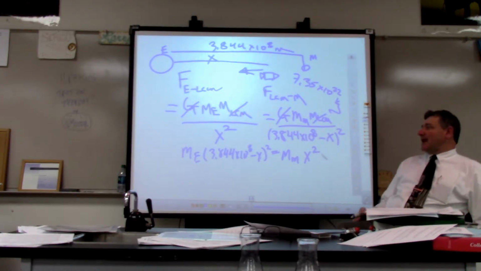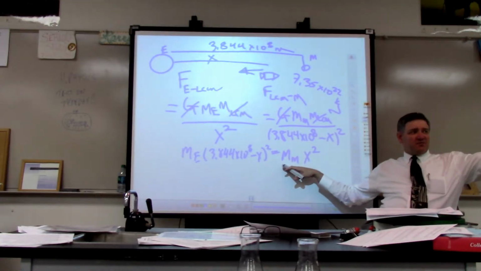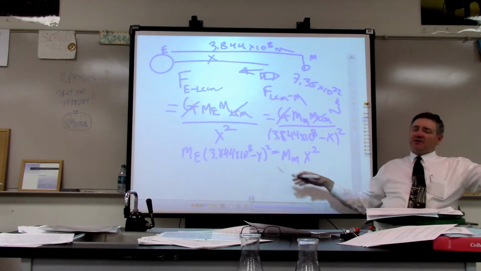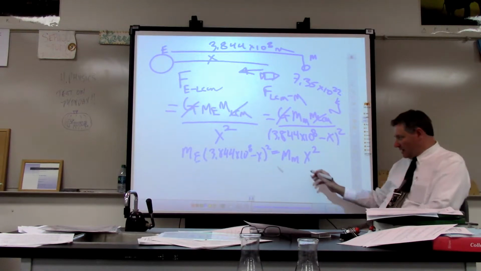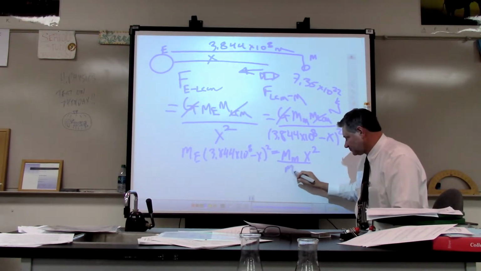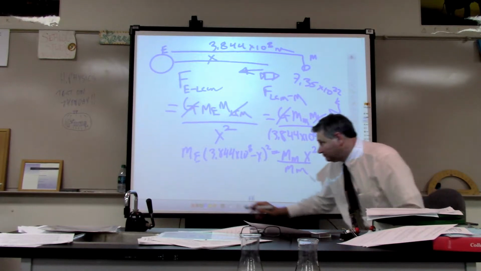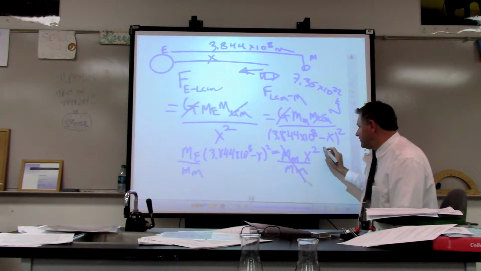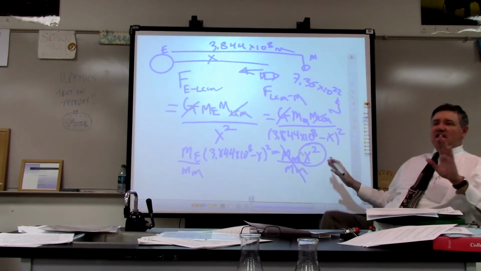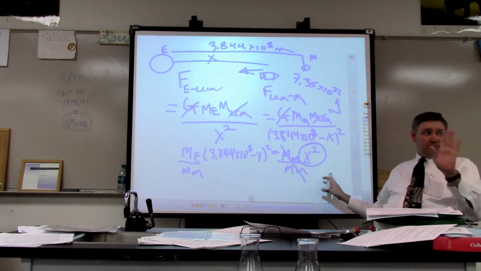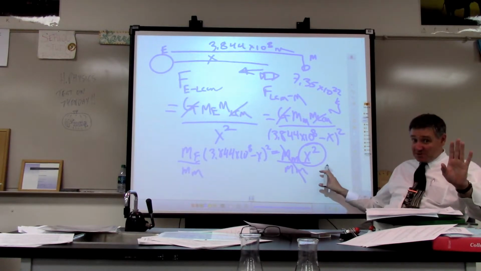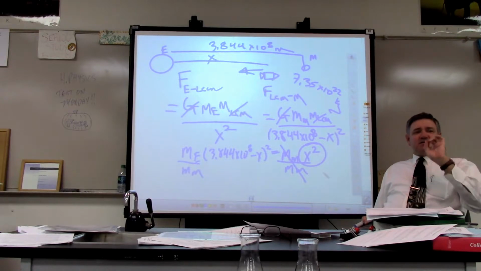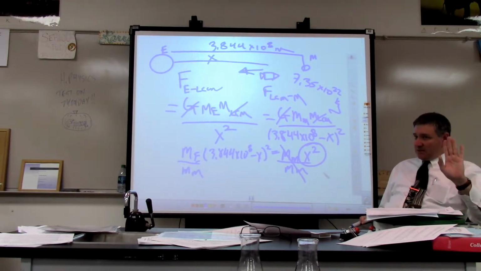Now, again, mass of the Earth, really, really big number. Mass of the moon, really, really big number. I want to simplify this, so I want to divide both sides by the mass of the moon. The beauty of this is that now I just have x squared over here. It's much more manageable at this point. So do this, and that way everybody's got the same number.